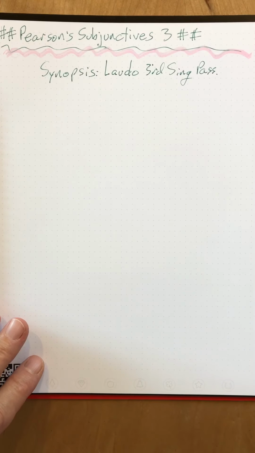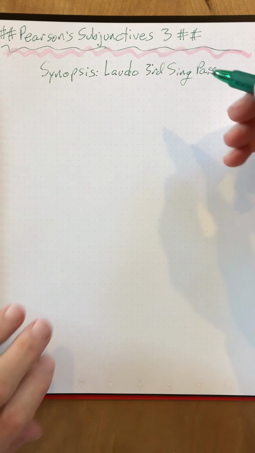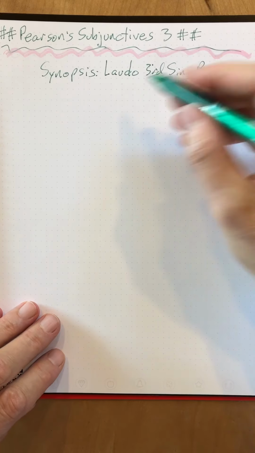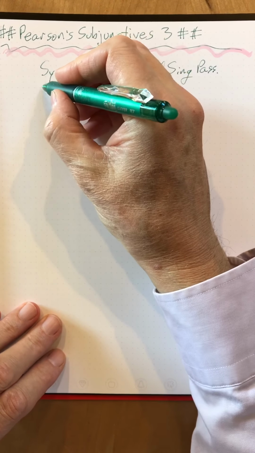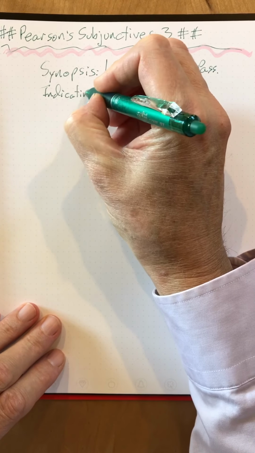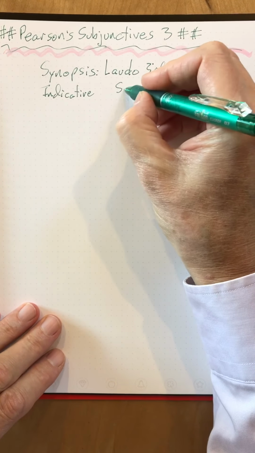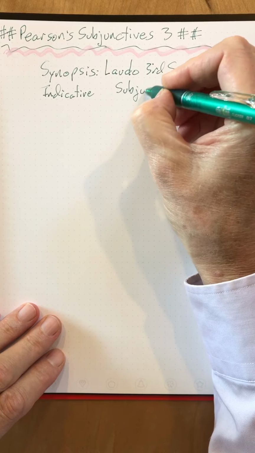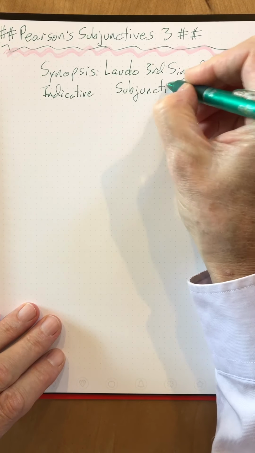Okay, Pearson Subjunctives, Lesson 3. We're going to take a look at the passive now. Same deal. We're going to do the indicative right alongside of the subjunctive. And then we'll give you a rule for formation.